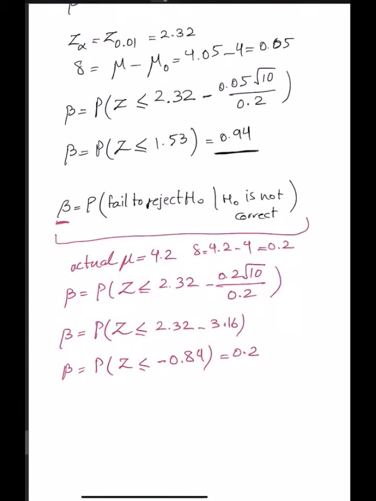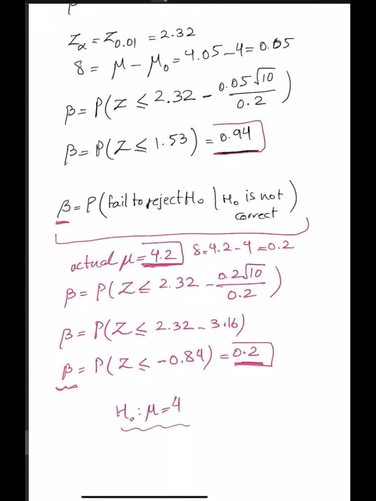So here we see that the probability of type 2 error decreases and goes all the way from 0.9 to 0.2. And this makes sense because now the actual mu is 4.2. And if you remember, the mu that we have in our null hypothesis is 4. So since the actual mu is further away from the mu that we have in our null hypothesis, there's a smaller chance for us to make the error. So the chance of making type 2 error decreases and goes to 0.2.